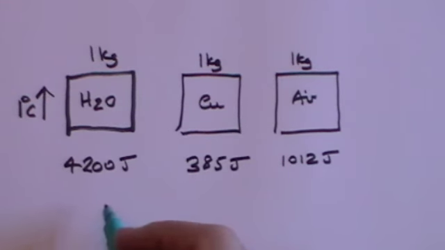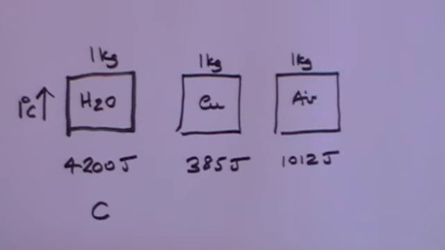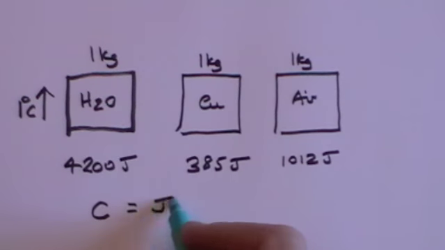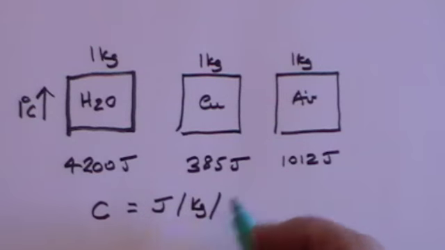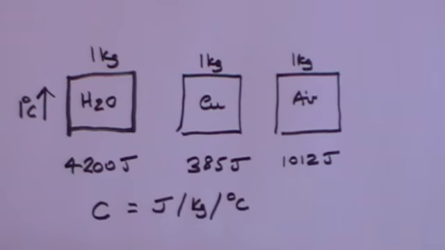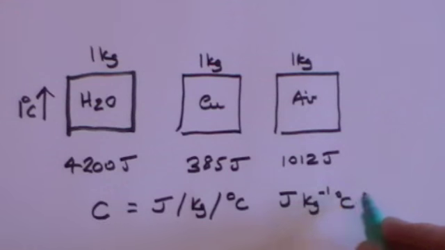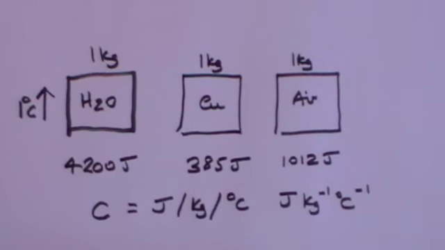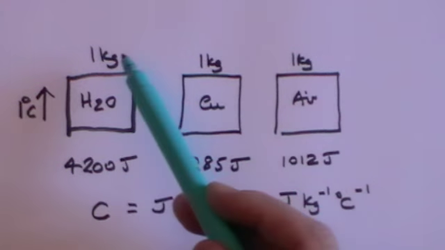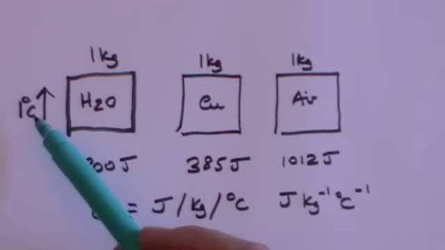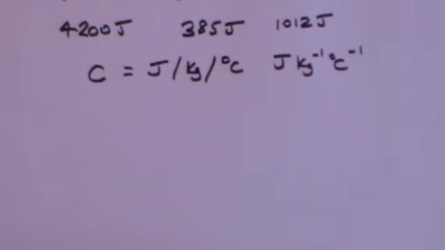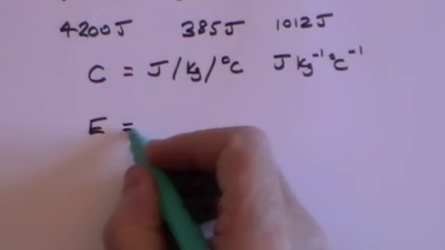Specific heat, which usually has the symbol C, though sometimes you'll find it as S for specific heat, is measured in joules per kilogram per degree centigrade, or sometimes joules kilogram to the -1 degree centigrade to the -1. Because essentially you have to put in, for example in water, the specific heat would be 4,200 joules per kilogram per degree centigrade.